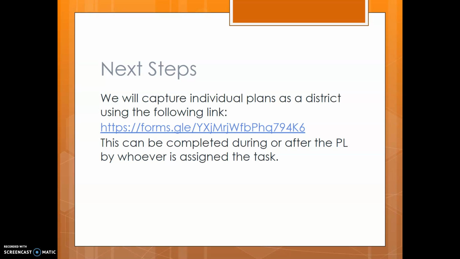You're going to use this link, which is also available to you, and it's going to basically ask you to share out those practices and the plans that you all plan to implement within your building. Once all of that data is collected, we will disaggregate it and come up with a plan for each facility as well as for the district to highlight all of the ways in which we are planning to integrate technology across each of our schools.